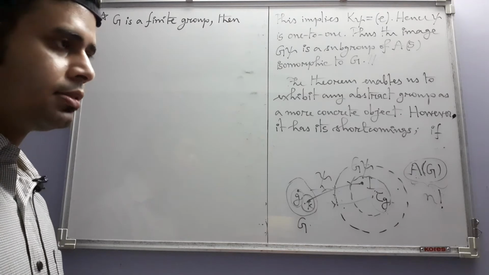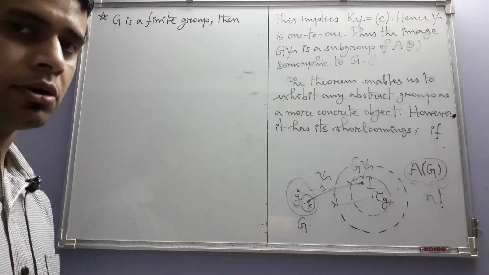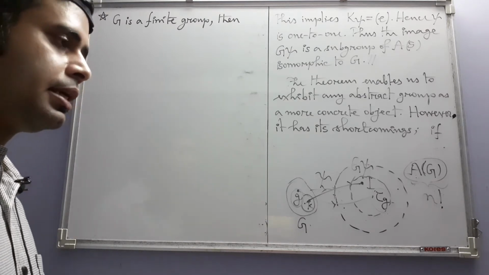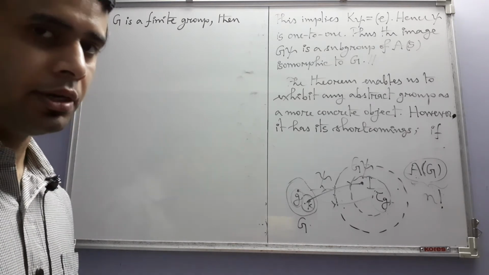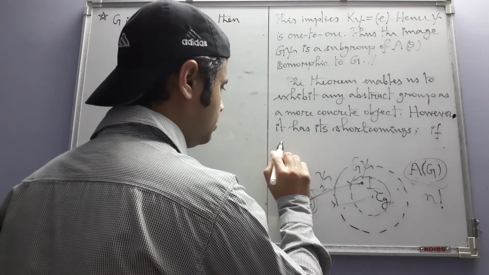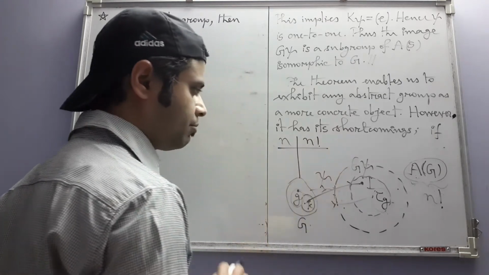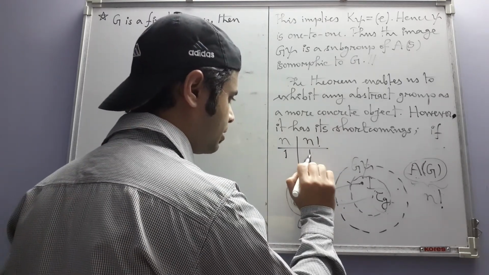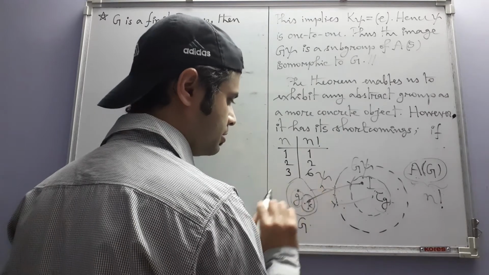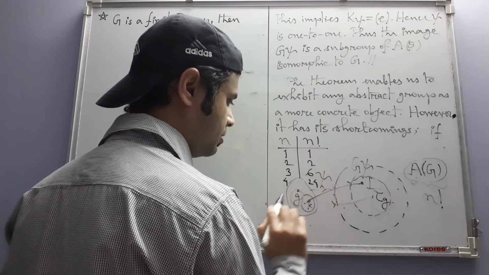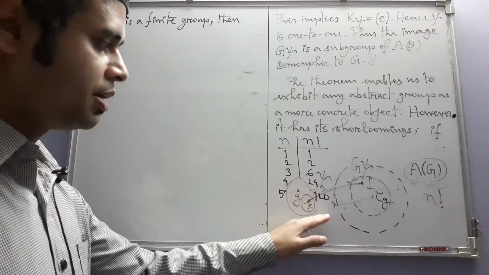Now n factorial is larger than n, unless of course n is 1 or 2. As n increases, n factorial also increases, and the gap increases extremely rapidly. If you write some first few cases, when n is 1, n factorial is 1. When n is 2, n factorial is 2. When this is 3, this is 6. This is 4, this is 24. When n is 5, this is 120. Do you see how rapidly this is increasing?